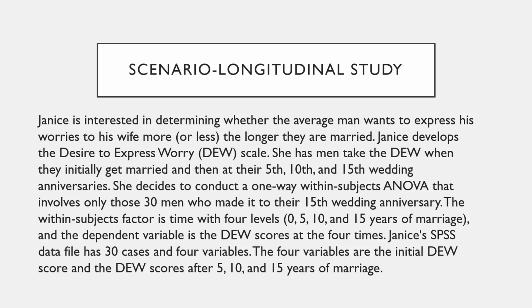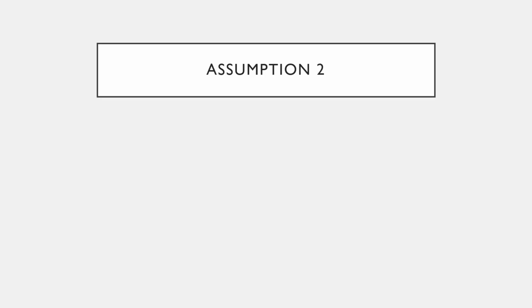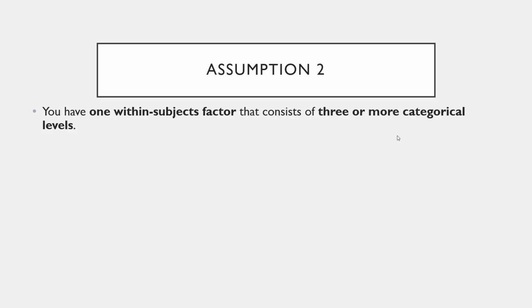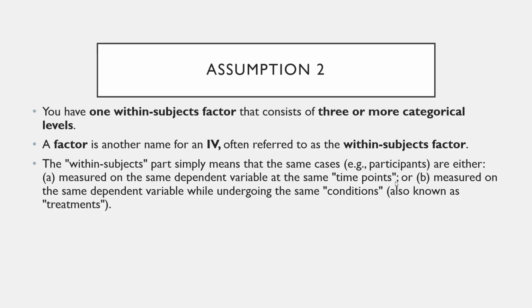Janice's SPSS data file has 30 cases and 4 variables. The 4 variables are the initial DEW score and the DEW scores after 5, 10, and 15 years of marriage. So the first assumption we have to consider is that you have one dependent variable, which is measured at the continuous level. That is, it's measured at the interval or ratio level. The second assumption is that you have one within subjects factor that consists of 3 or more categorical levels. A factor is another name for an independent variable, often referred to as the within subjects factor.